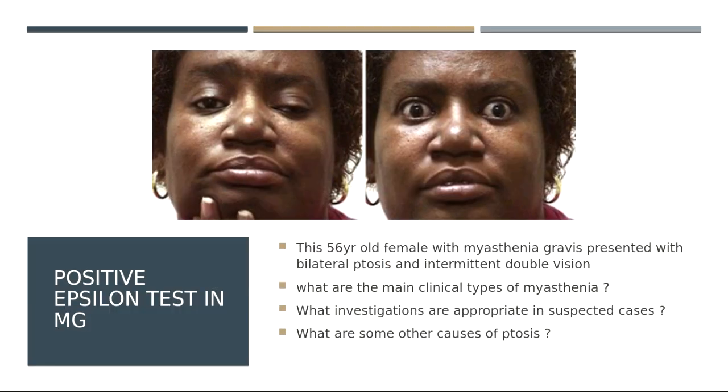Okay, so a 56-year-old patient with myasthenia gravis presented with bilateral ptosis and intermittent double vision. So you should read up about it, and you must know about the main clinical types of myasthenia: ocular, bulbar, or generalized. What investigations are appropriate in suspected cases, and you can list some other causes of ptosis. Okay.